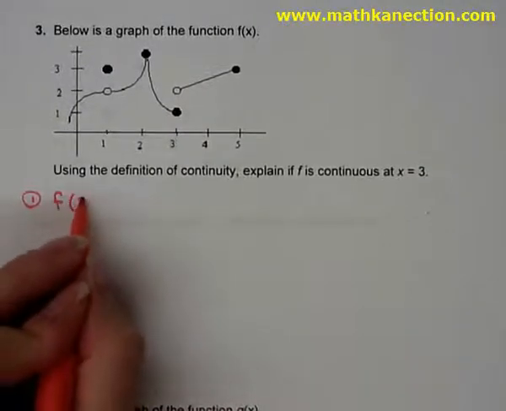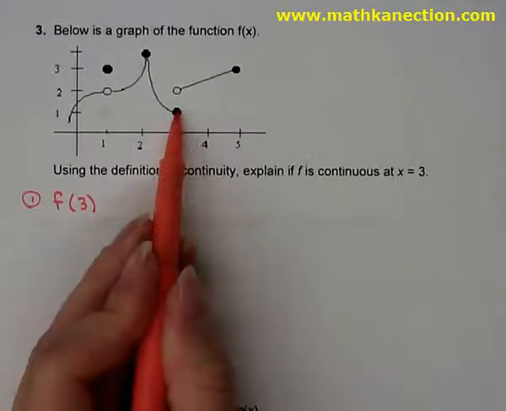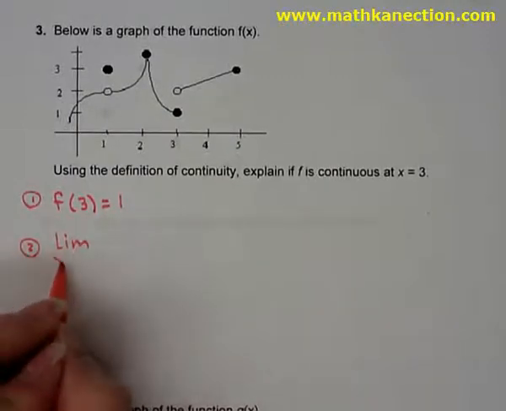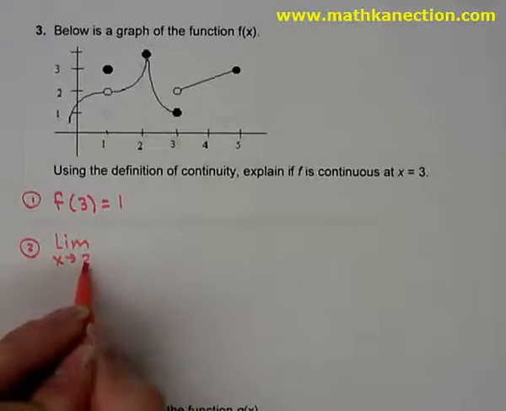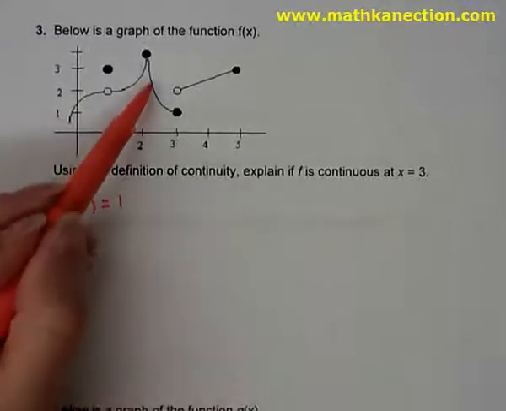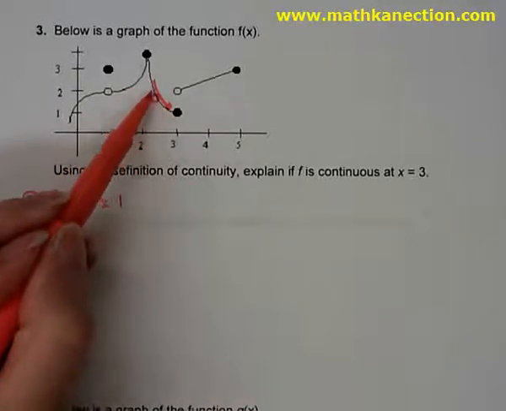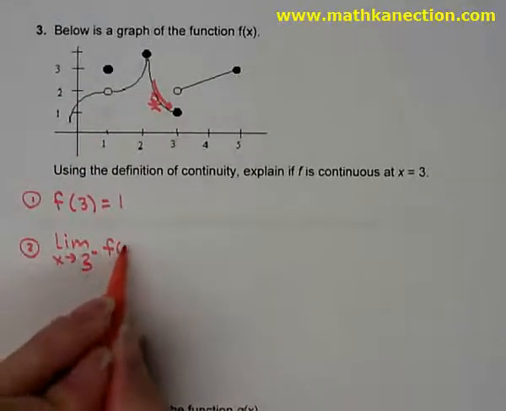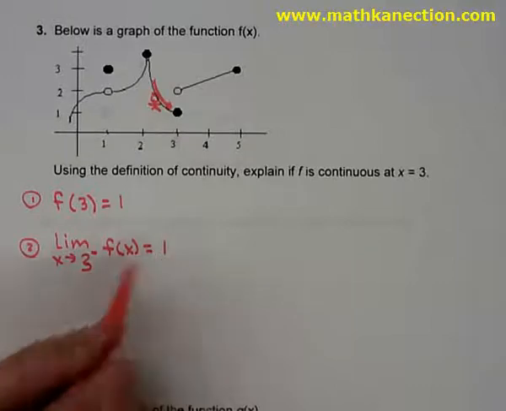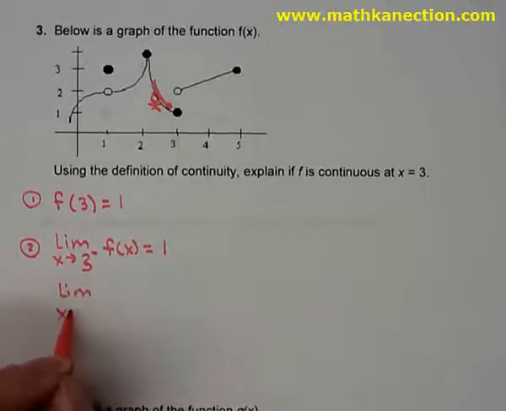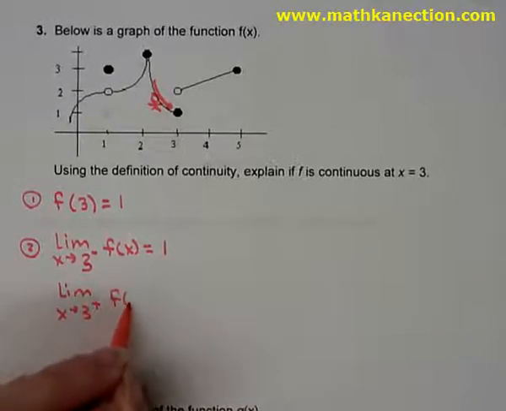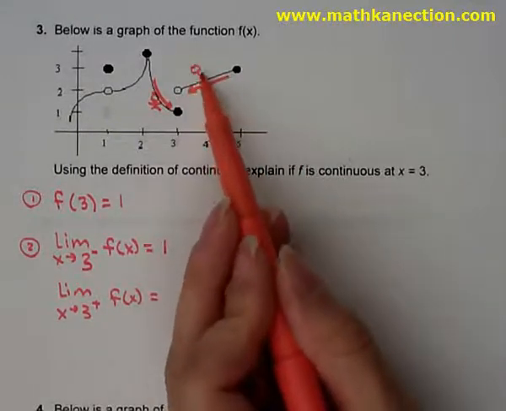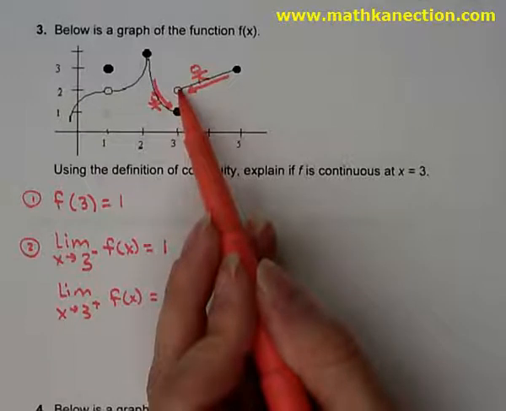Our third example, we're going to see if f is continuous at x equals 3. So f of 3 is equal to 1. That's where the y value at 3 is. Looking at the limit as x approaches 3 from the left of f of x, coming from the left side of our function, the graph is going towards 1. Looking at the limit as x approaches 3 from the right side of f of x, as we approach 3 from the right side, our function is going towards that y value of 2.